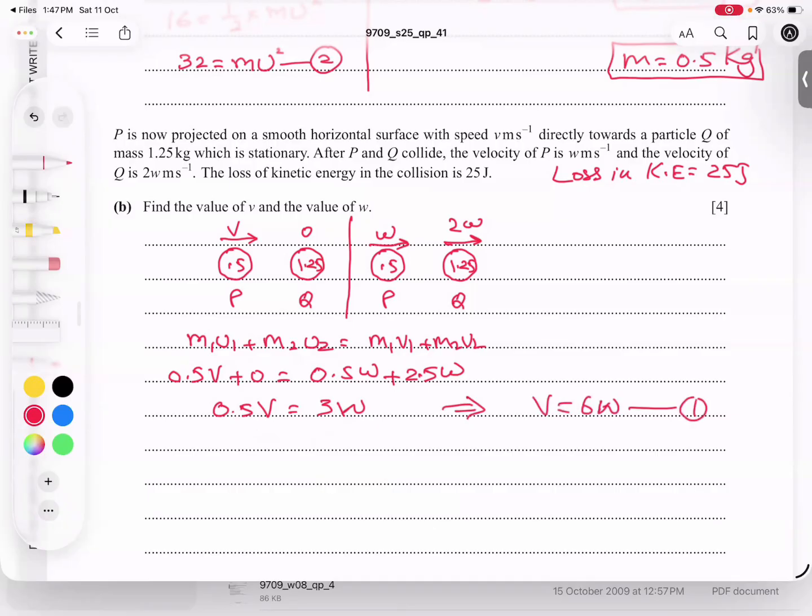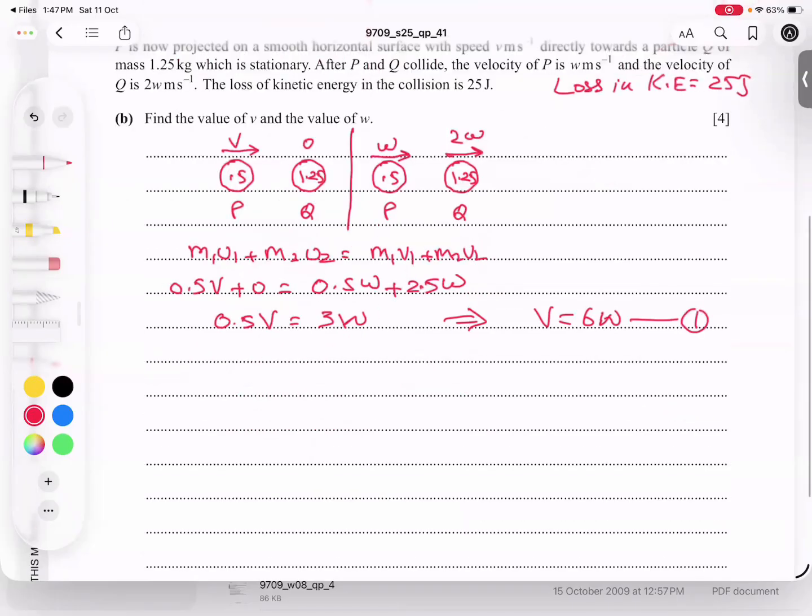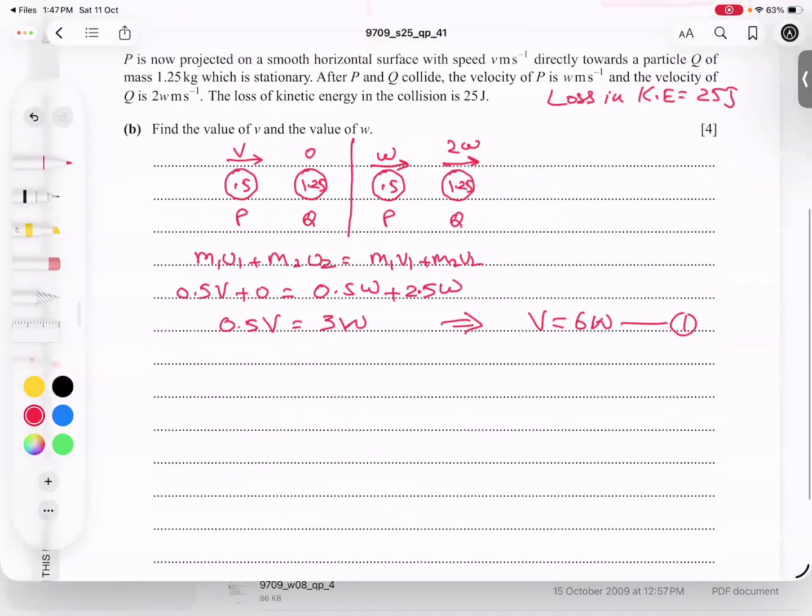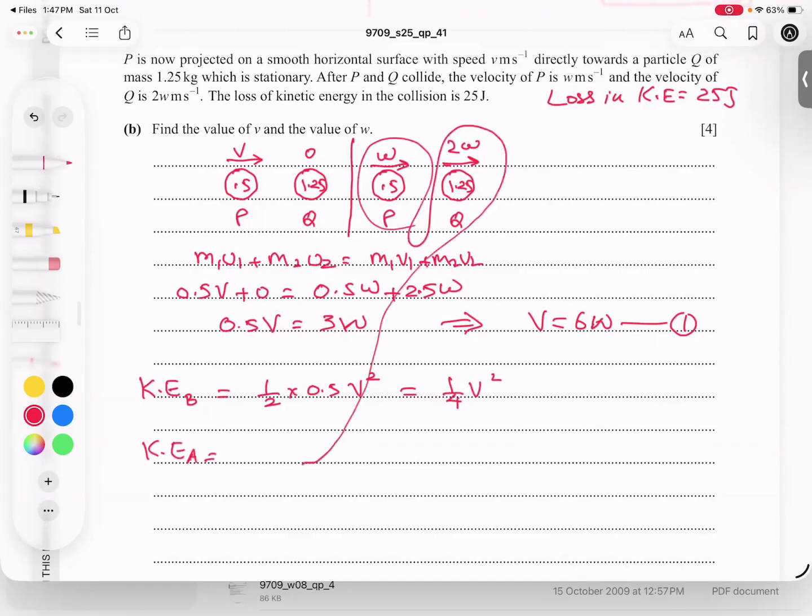Now we have to go towards the loss in kinetic energy. What is the basic formula? First of all, kinetic energy before collision, B for before. Before, this one is 0, so no need to calculate, only this one. The formula is half mv square, and we get naturally 1 by 4 v square. And what is the kinetic energy after? So we have to calculate both.